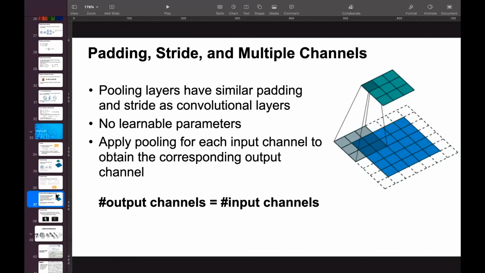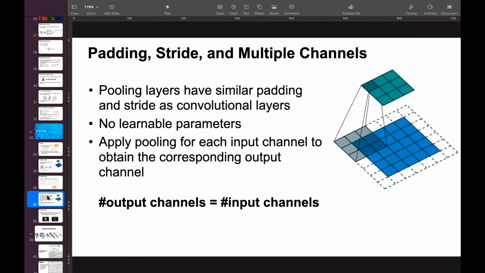So I'm not going to spend much time on that. I would rather give you the time back and spend time on questions after the lecture if people have any about projects or otherwise. So pooling layers have similar padding and stride as convolution layers. There are no learnable parameters. Again, it's an operation you're applying. So your choice of operation has already determined your pooling layer.